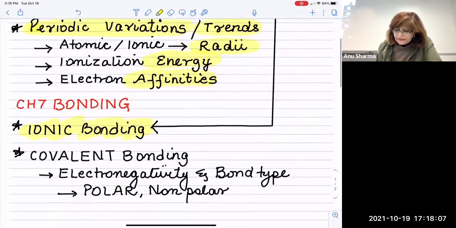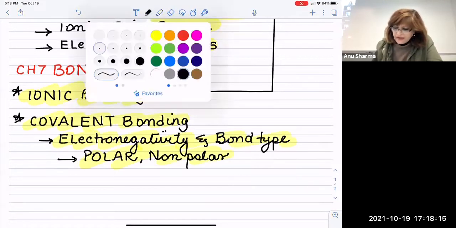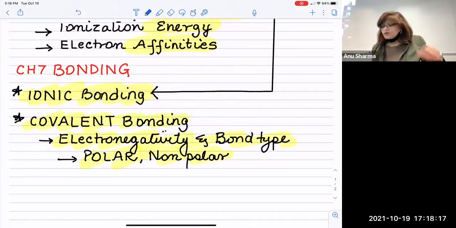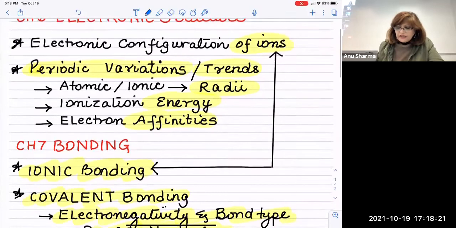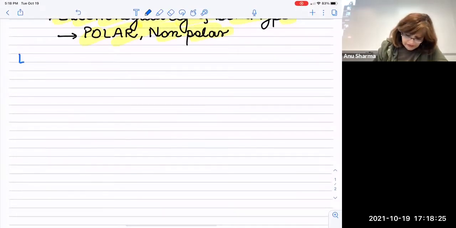Okay, and hopefully there is time, then we can start with the covalent bonding, the electronegativity and the bond type and the polar and non-polar. At least I want to start with that. And then next time when you come, we will do the Lewis structures. Okay, so first of all, let's get back to the electronic configuration of ions. So the electronic configuration of ions.